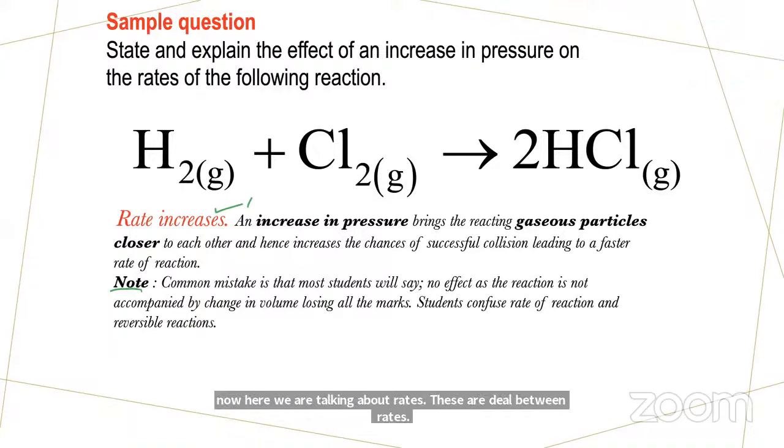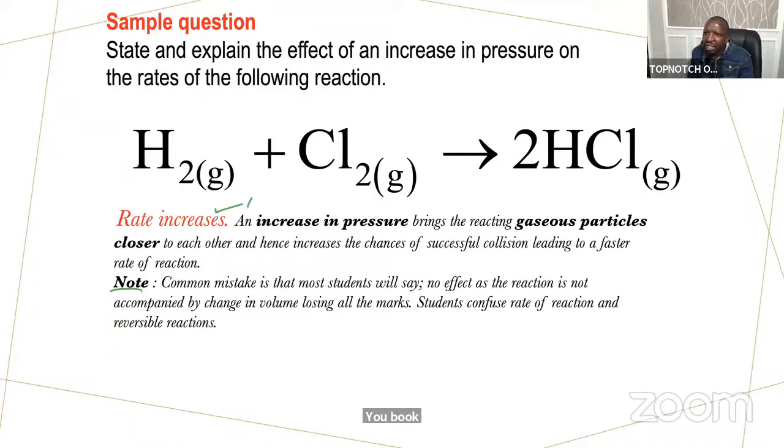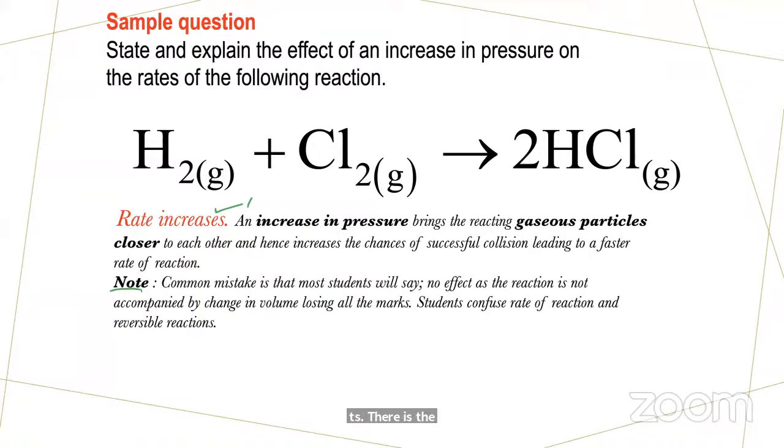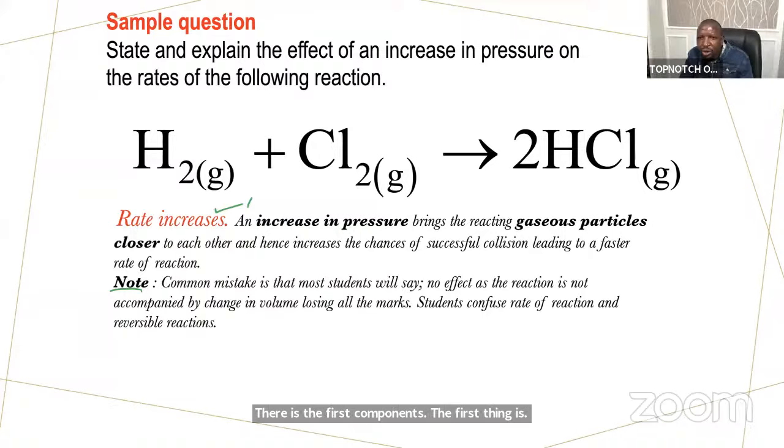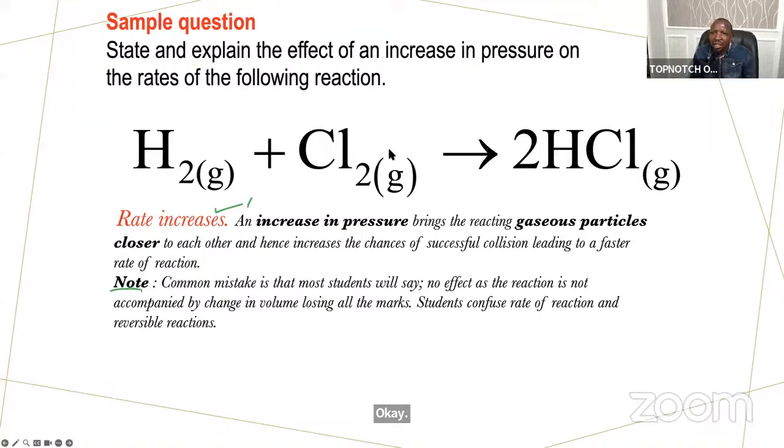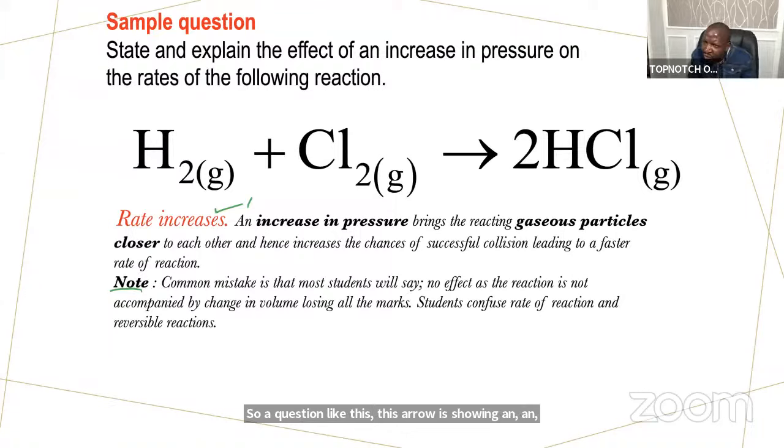In fact, the rate of reaction topic is divided into two components. The first component is rate, the second is about equilibrium. So a question like this, this arrow is showing an equation that is not reversible. Are we together? When the examiner talks about rate, you only talk about how pressure affects rate. The first thing you should have looked for here was, is this reaction involving gases? Yes. And if they're involving gases, automatically, if you increase the pressure, it will bring the reactive gas particles closer to each other, leading to more effective collision.